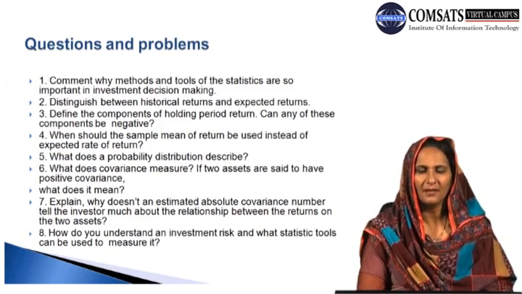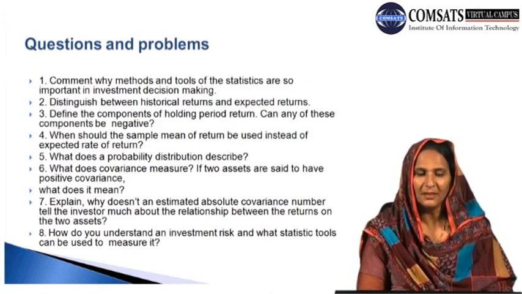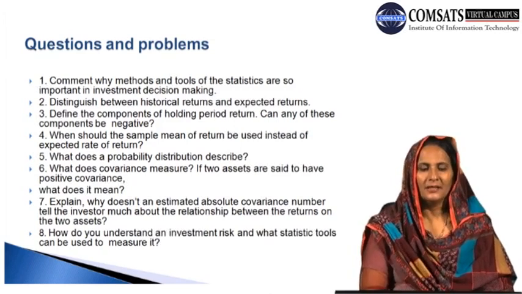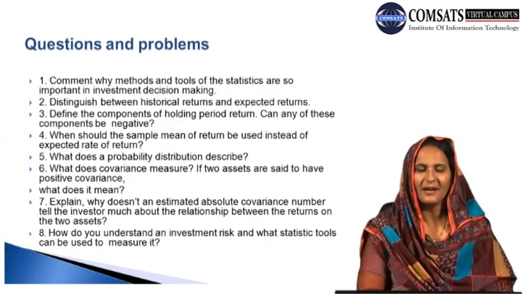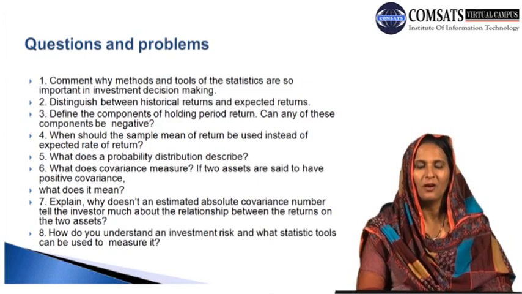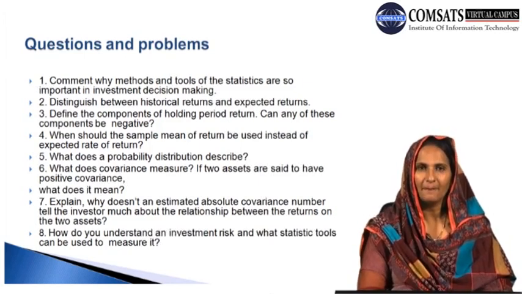What does covariance measure? And if two assets are said to have positive covariance, then what happens? What does it mean? Seven is, explain why the estimated absolute covariance number does not tell the investor much about the relationship between the returns on two assets. What is the reason behind this statement? How do you understand investment risk, and what statistical tools can be used for its measurement?